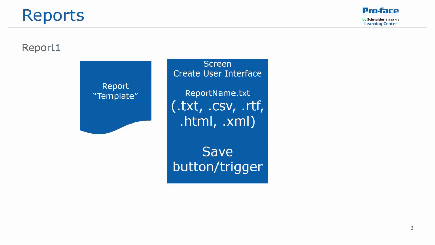And we have 5 different file formats to choose from. We have text file, CSV, RTF, HTML, or XML. And then we have to configure the save button or trigger. And the way that a report is saved is by running a built-in function. So this can be done through a command animation put on a button or any other screen object. It could be done through a background script or screen script, and it could also be done through the scheduler.